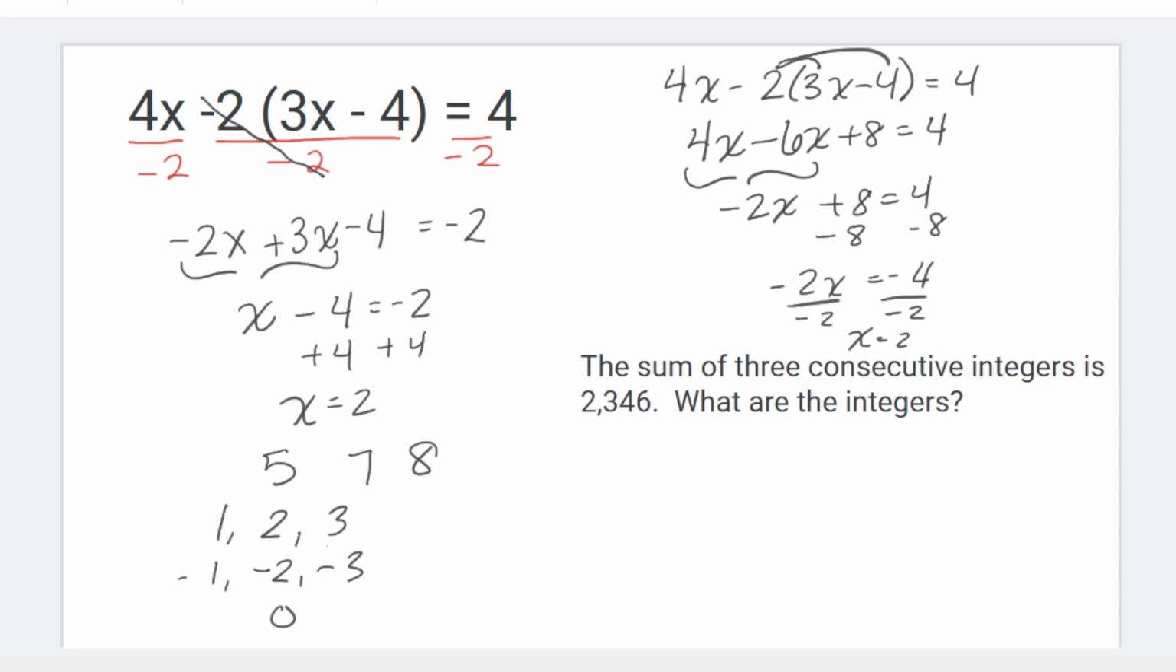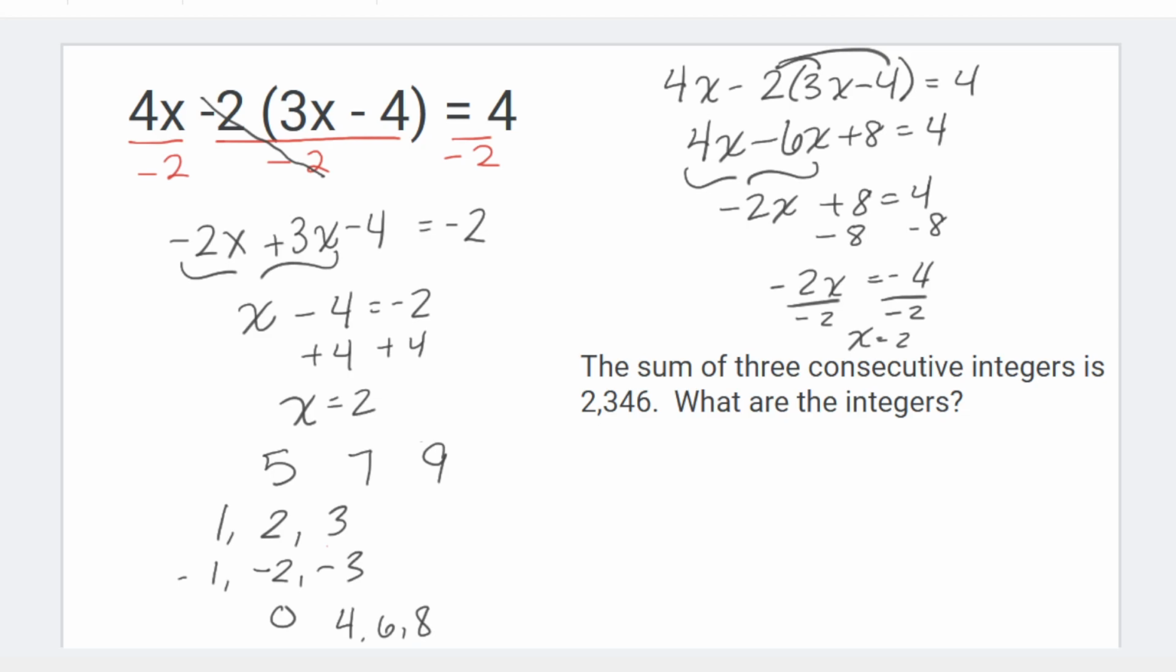Now that being said, we could ask about consecutive odds, which would be like 5, 7, 9, because it's the odd numbers that are next to each other. Or you could talk about consecutive evens, such as 4, 6, 8, because 4, 6, and 8 are even numbers that are one after each other. Okay? So in my problem, it says the sum of 3 consecutive integers is 2,346, and we ask what the integers are.